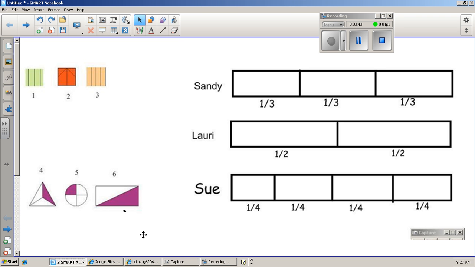In your next part of this lesson, boys and girls, you're going to be asked questions about numbers 1, 2, and 3, 4, 5, and 6, and you are going to compare fractions between Sandy, Lori, and Sue. Good luck!